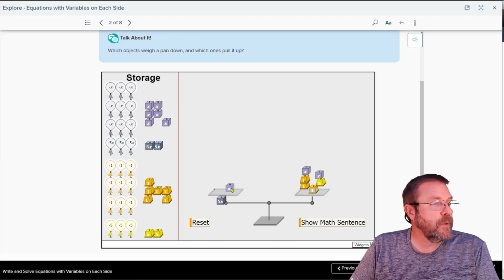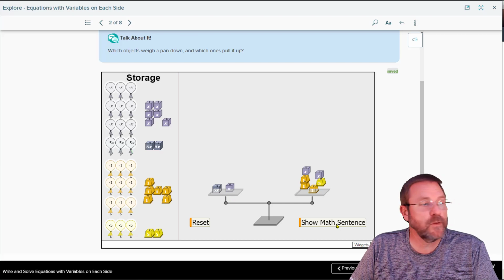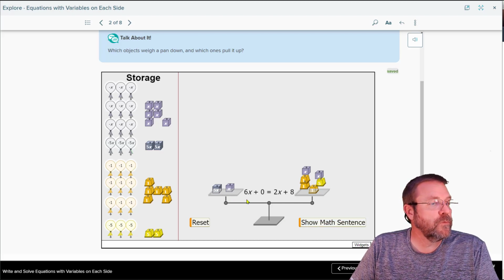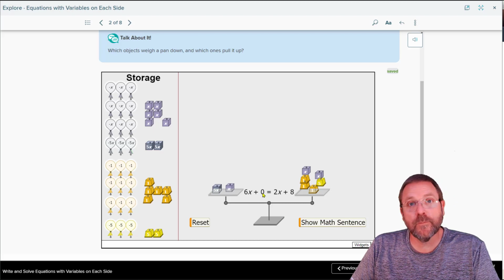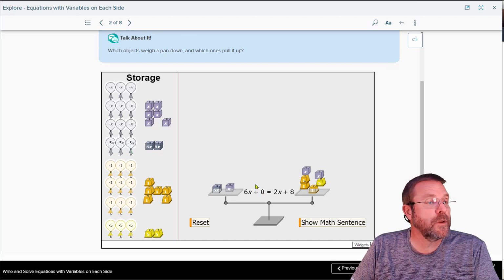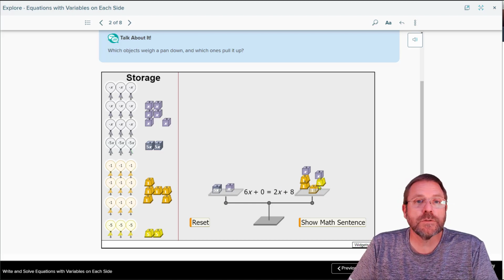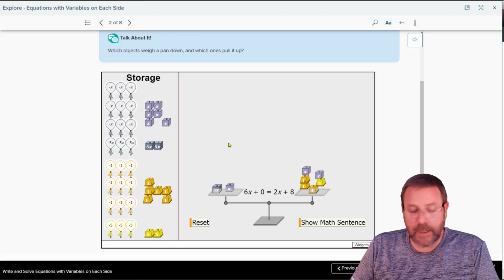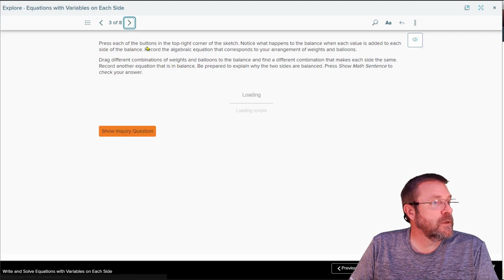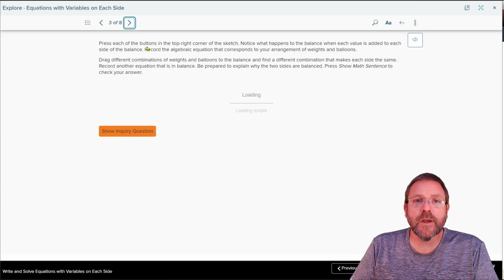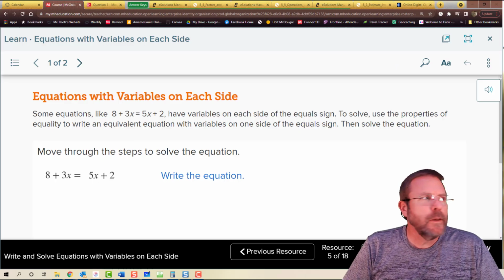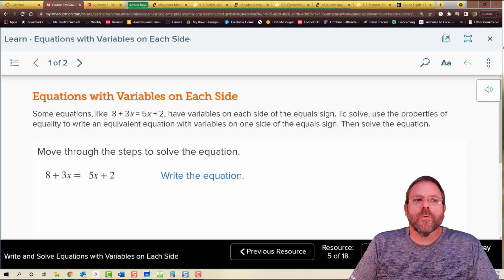And on the left-hand side, what do I have? I have a 5x and a 1x, also known as 6x. So what would my mathematical sentence be? 6x plus 0 1s, because I didn't put any over here, is equal to 2x plus 4. So this is an example of an equation with variables on both sides. Now, I'm not going to spend a lot of time on these because it's not really a good use of our academic time. Instead, let's take a look at this learn example here.